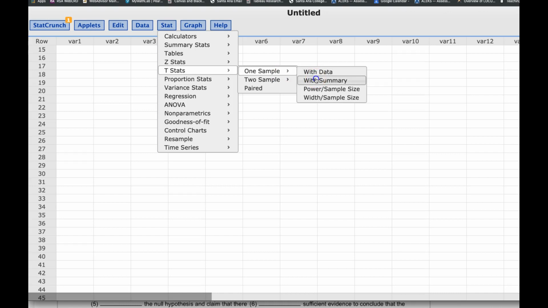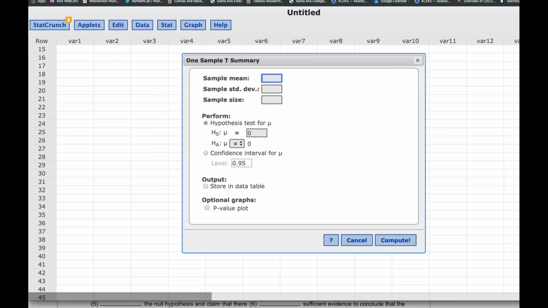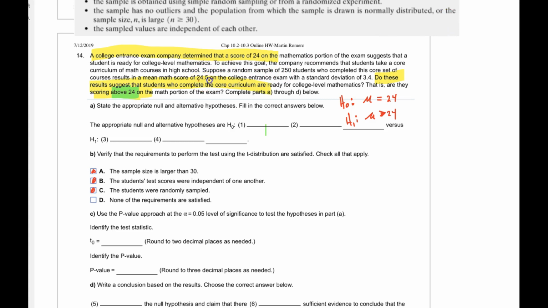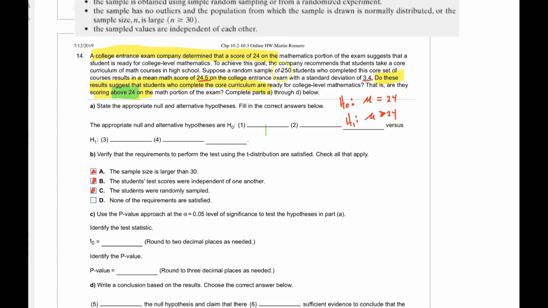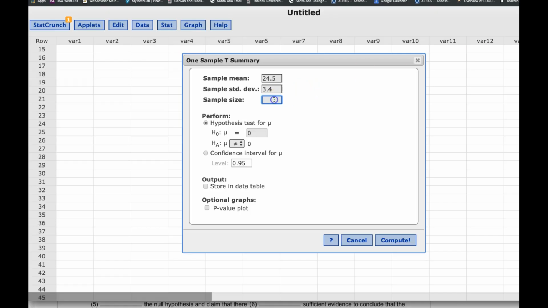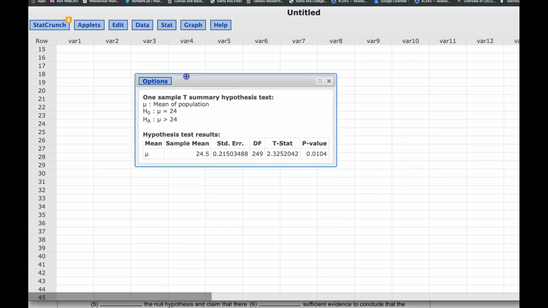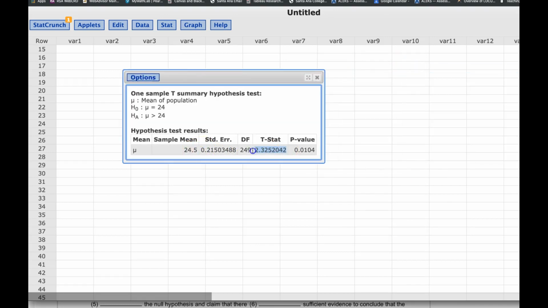There's one sample, and we have the summary data. The sample mean is 24.5 and the standard deviation is 3.4, so that's what we put in there. The sample size in this case was 250 students. And what we're putting here is that the mean is equal to 24 and that the alternative is greater than 24. That's it, and compute.